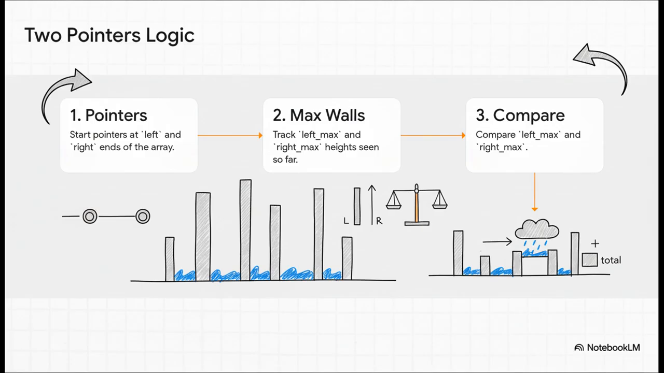We can now, with 100% confidence, calculate the trapped water at our left pointer's position. Why? Because we know the water level there is limited by left max, and we also know there's a wall on the right, right max, that's at least as tall, if not taller, which seals the container. So we do the math, add it to our total, and just nudge the left pointer 1 step to the right. We just keep doing that, moving the pointers toward each other until they meet.